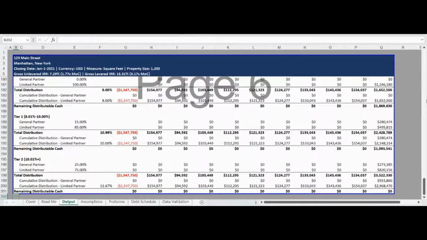Please remember that all return and promote metrics are fully customizable to your specific use case and are not constrained to what is presented in the model walkthrough case study.